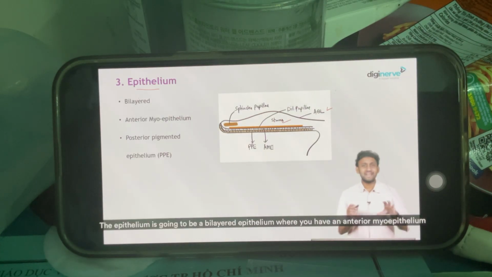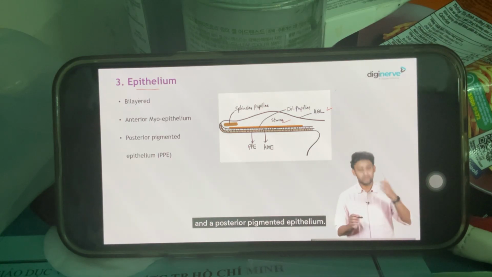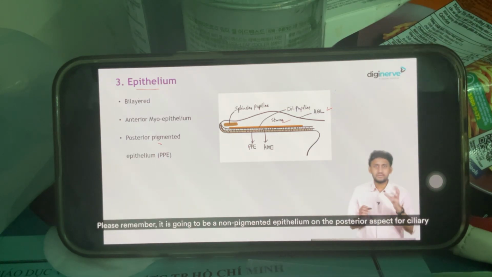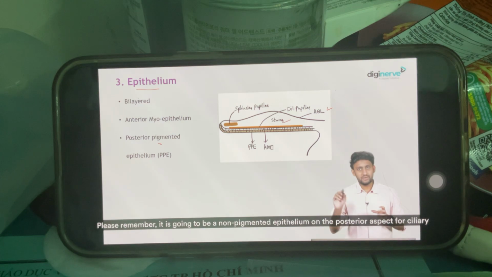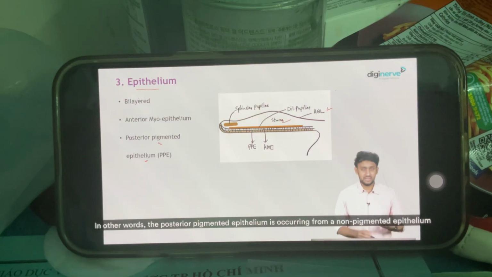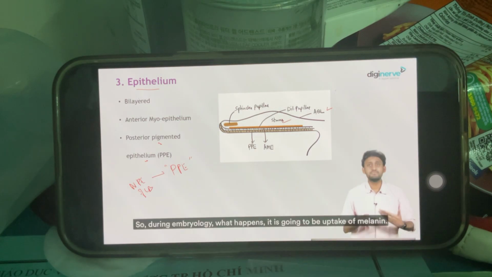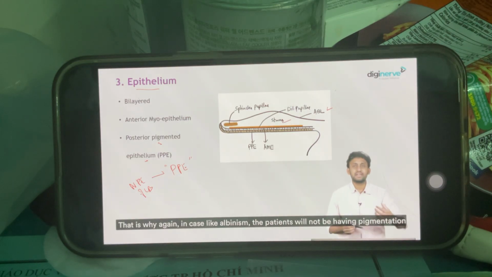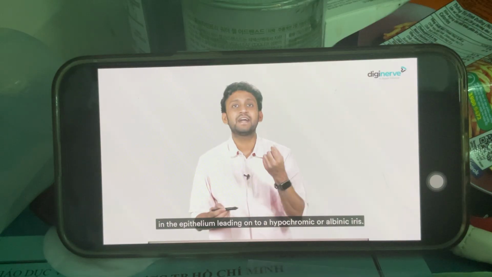The epithelium is going to be a bi-layered epithelium. You have an anterior myoepithelium and a posterior pigmented epithelium. Please remember, it's going to be a non-pigmented epithelium on the posterior aspect for ciliary body. As it comes to the iris, what happens? The iris is going to attain melanin. It's going to be melanogenesis, as a result of which the pigmented epithelium happens. In other words, the posterior pigmented epithelium is occurring from a non-pigmented epithelium of the ciliary body. So during embryology, what happens is going to be uptake of melanin. That is why, again, in case like albinism, the patients will not be having pigmentation in the epithelium, leading on to a hypochromic or albinic iris.